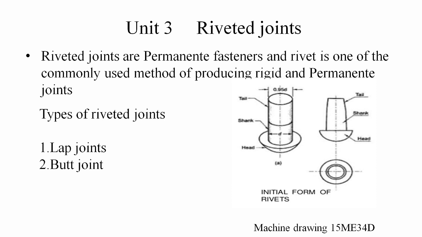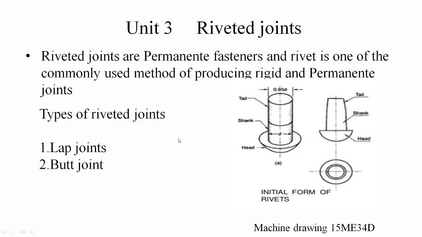The types of riveted joints include lap joint and butt joint. Here comes the basic construction of a rivet. It consists of a head and the shank portion, which is specified by the diameter D, and the tail portion.